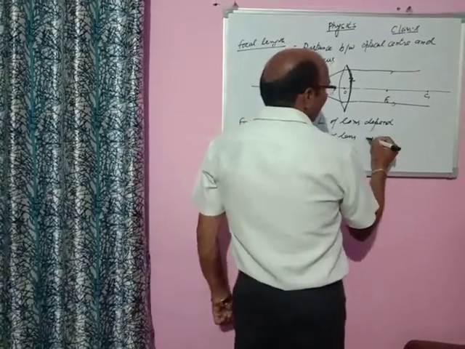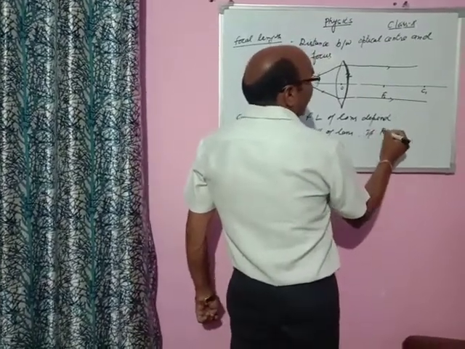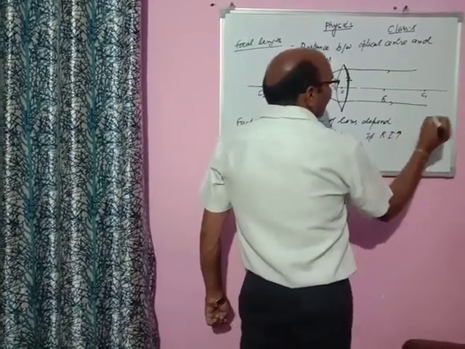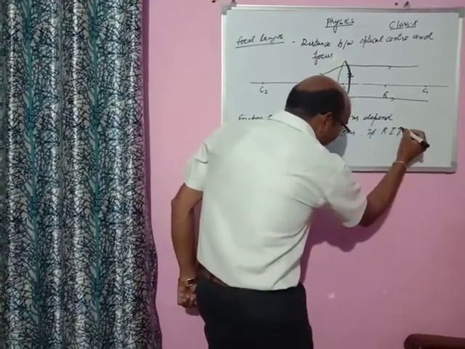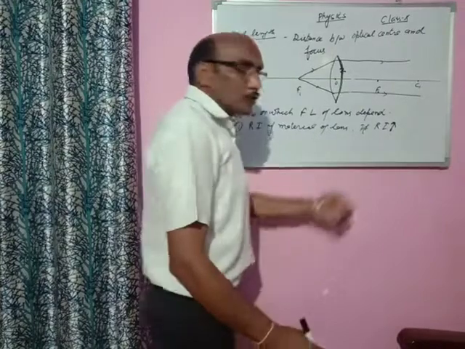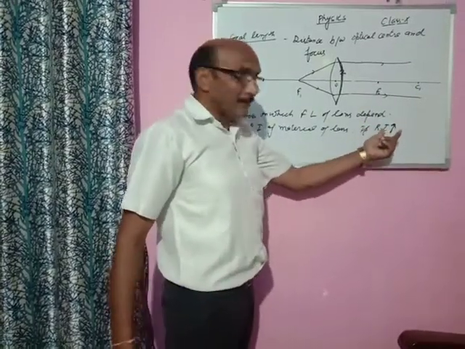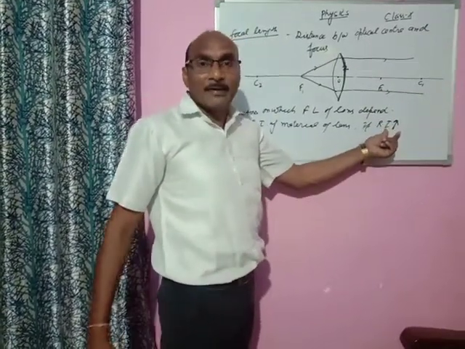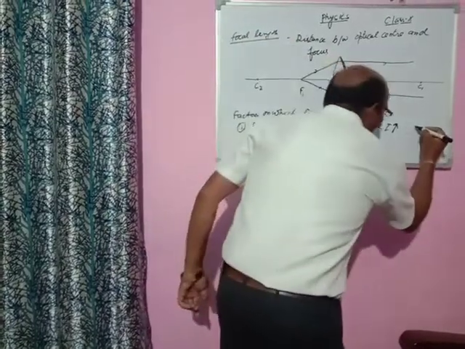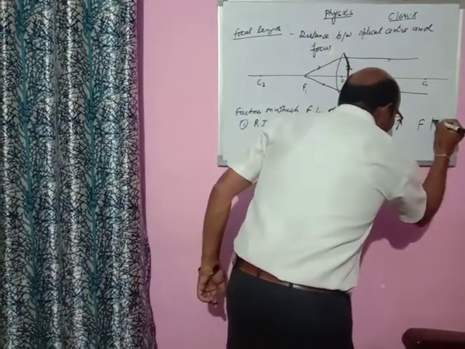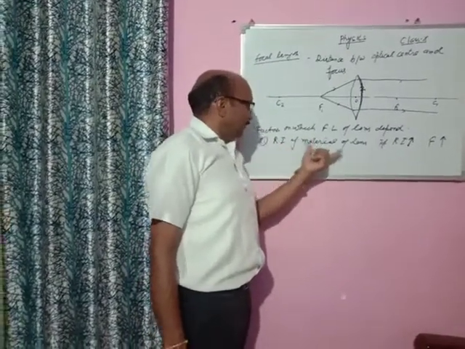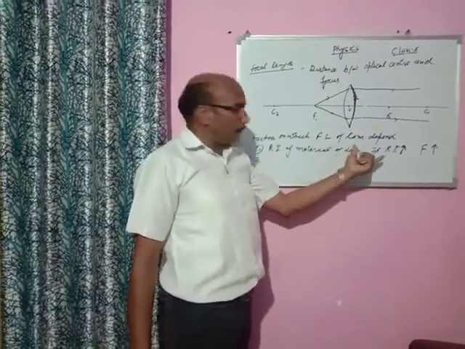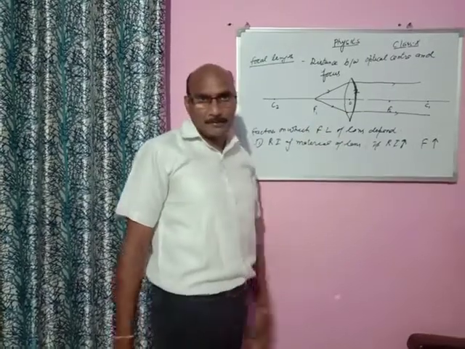If the refractive index increases, I am showing the arrow in the upward direction. It is showing the increase. You can write in words. In short, I am writing: if the refractive index of the material increases, the focal length also increases. It was the first point: the refractive index of the material of the lens on which the focal length depends.